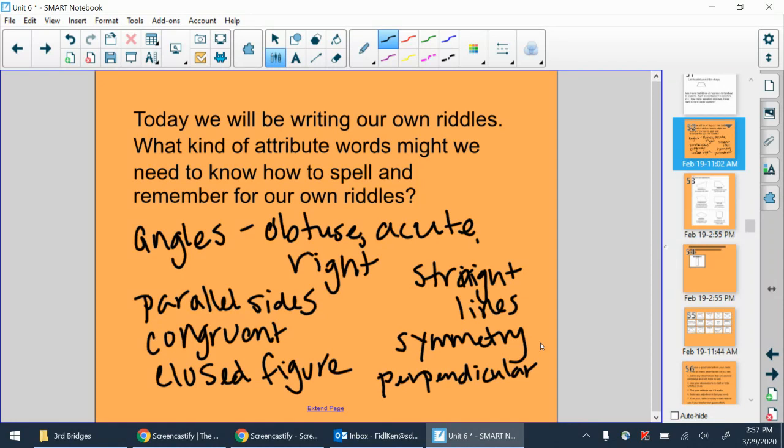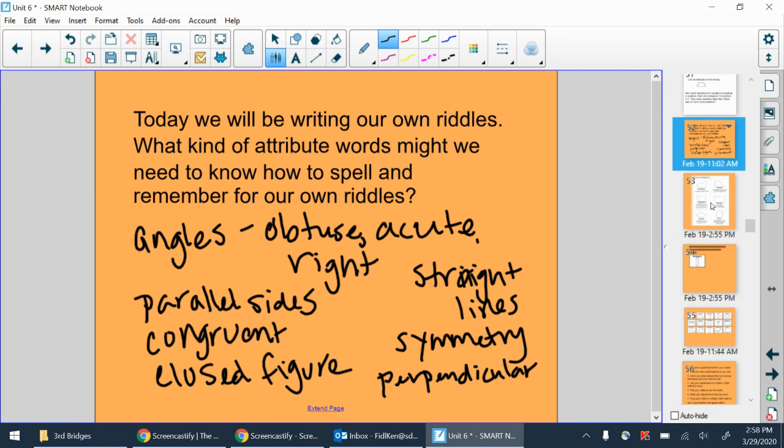We could talk about, I think we covered some of the big ones. So these are the different things that you're going to want to keep in mind as we start creating your own riddle. So when you're looking at the quadrilateral that you choose, you're going to want to think to yourself, what are some of the attributes of that quadrilateral?